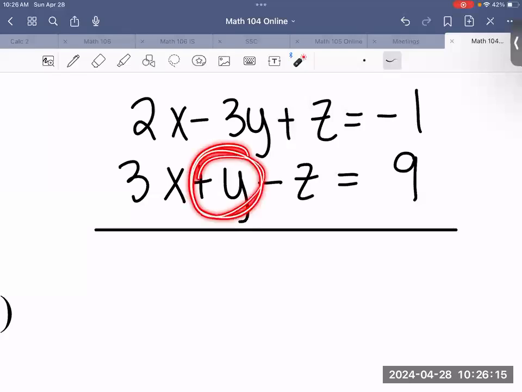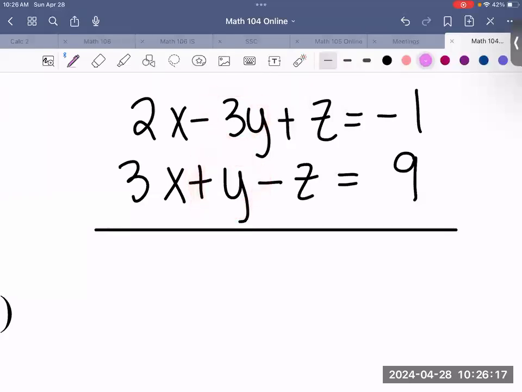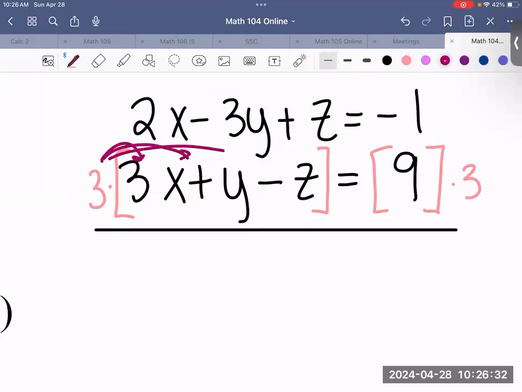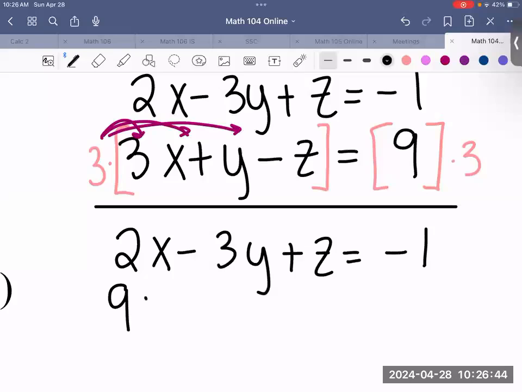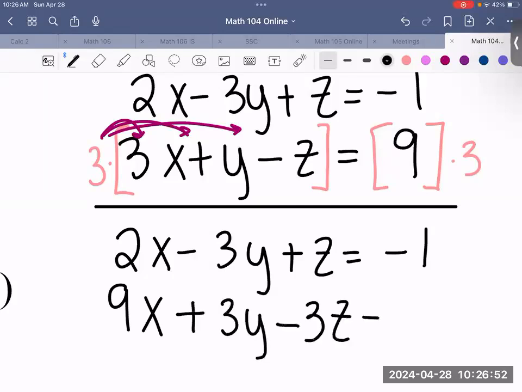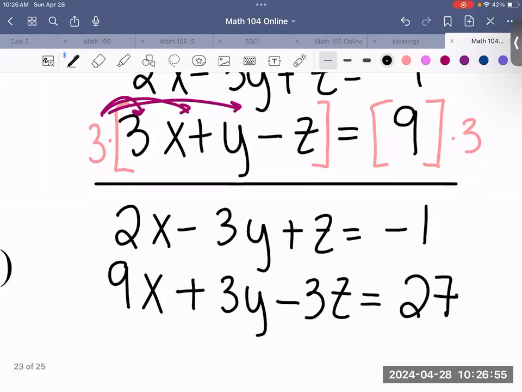And it is kind of easy to get this y to become a 3. So let's go ahead and multiply this and this both by a 3. Be sure to distribute that 3 throughout your expression. So we have 2x minus 3y plus z is equal to -1. That is your first equation. Times now 9x plus 3y minus 3z is equal to 27.